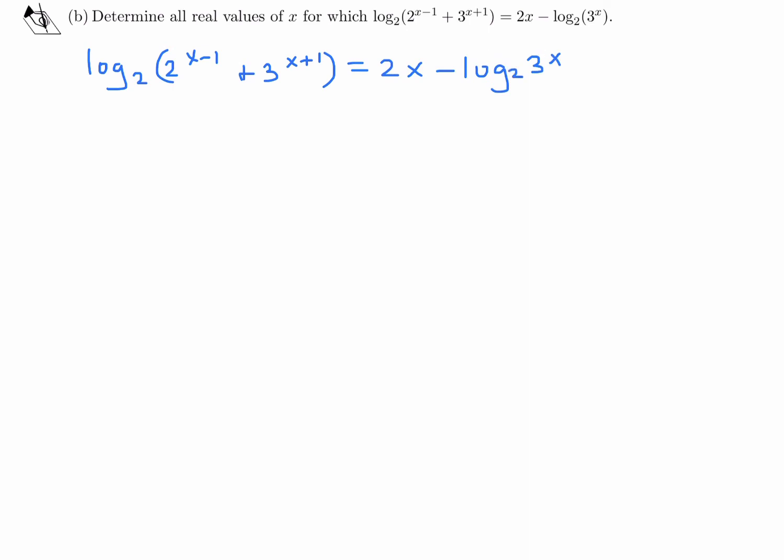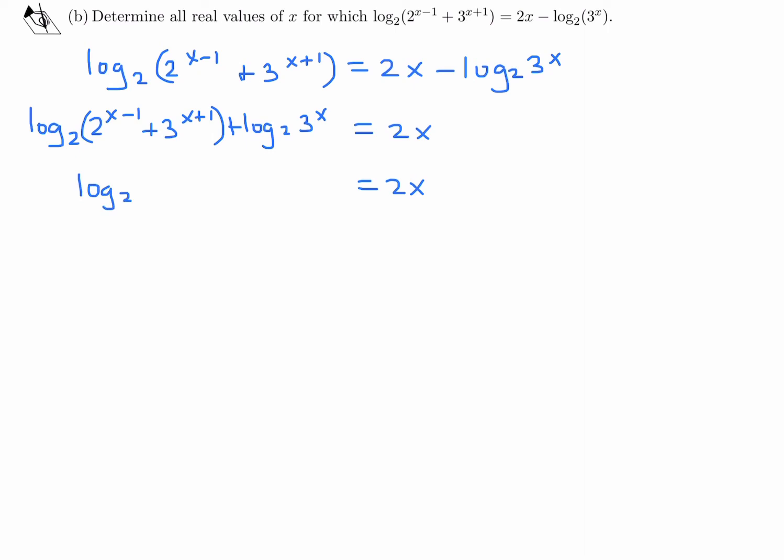Okay. Well, I think it's good to put everything on one side except this 2x. Put all the logs on one side, so that will help. What we can do is we can use one of the log rules to combine them. So plus the log of 3 to the power of x. Now the log rules allow me to combine these guys. It becomes the log base 2 of (2^(x-1) + 3^(x+1)) multiplied by 3 to the power of x, like that. That is perfectly allowed by log rules.